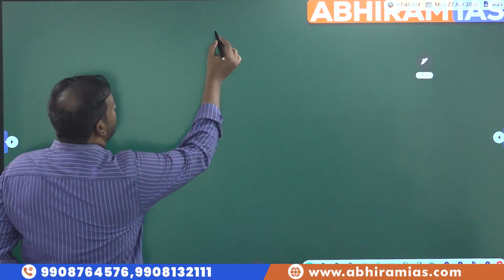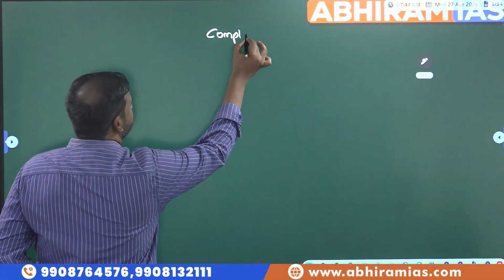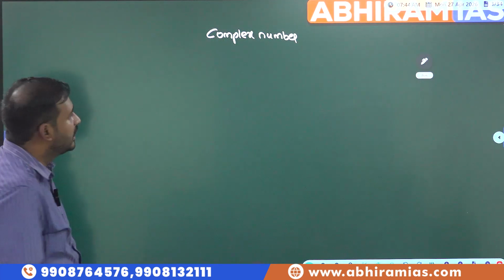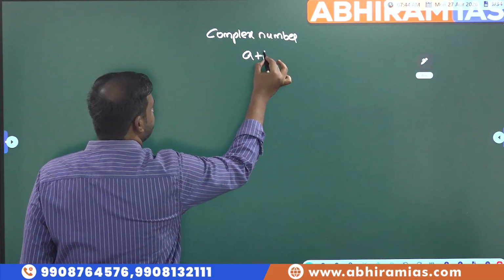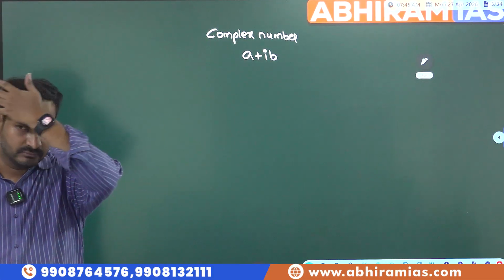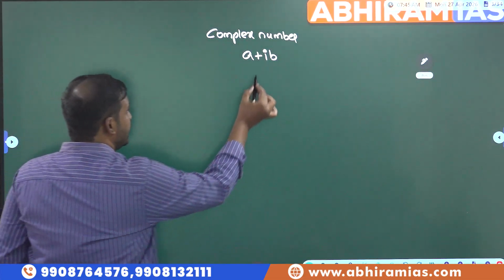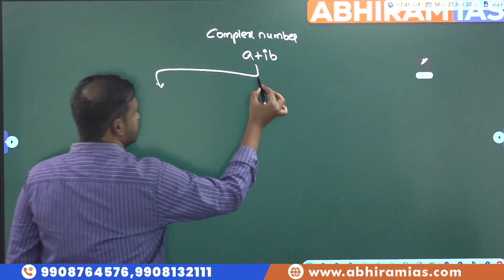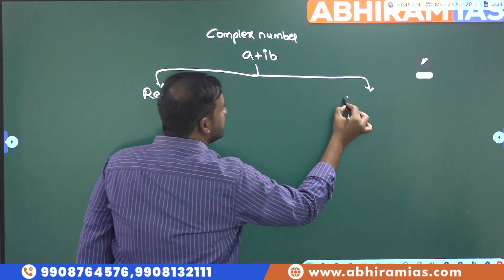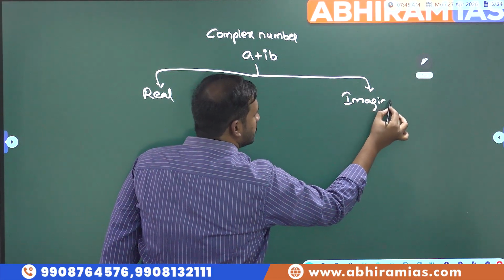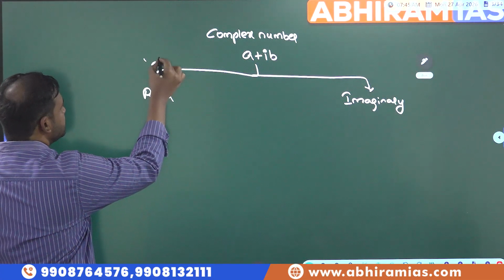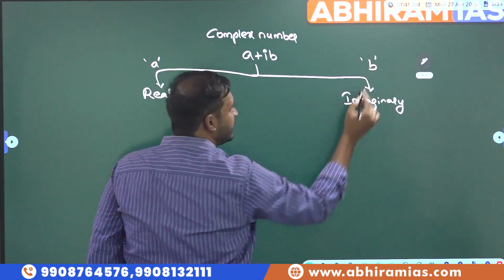See here, for example, assume that there is a complex number. And that number is a plus ib. Usually we call that a complex number. Here in this number, we have two things, students. One is the real portion and the other one is the imaginary portion. What is the real portion here? A is the real portion. When it comes to the imaginary portion, that is b.